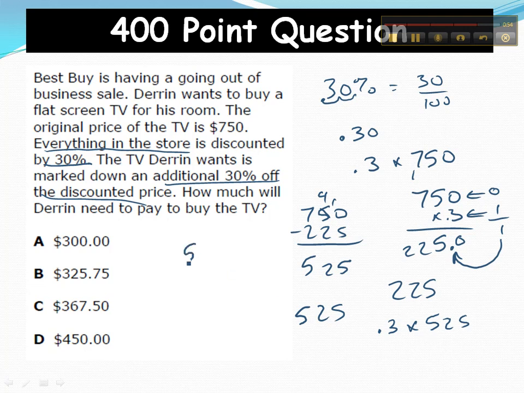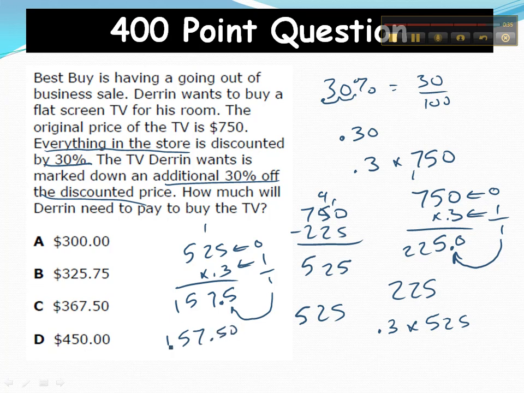Do it over here. 525 times 3. 5 times 3 is 15, carry the 1. 2 times 3 is 6, plus 1 is 7. 5 times 3 is 15. 0 decimal places in this factor, 1 decimal place in this factor, so 1 decimal place in our product. So $157.50 is subtracted from the discounted price right here.